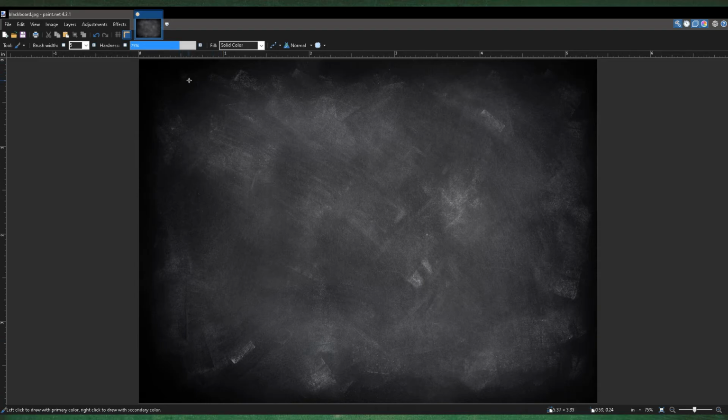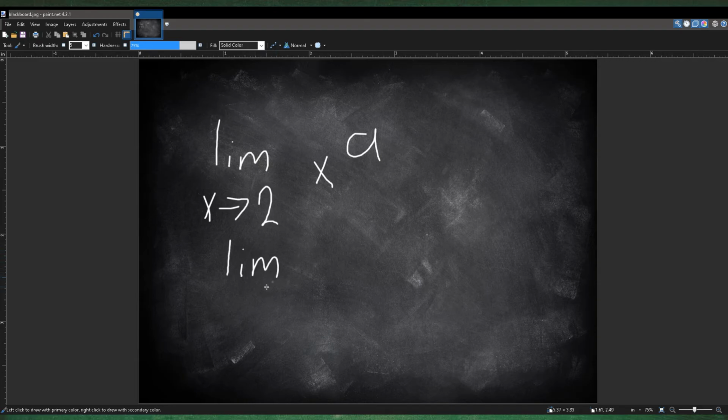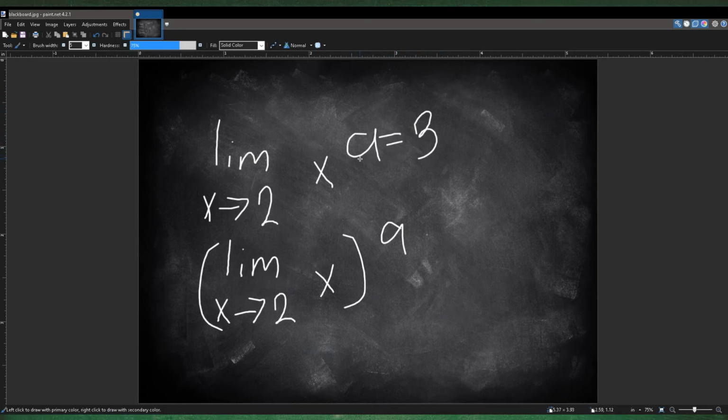So if we use this with the power rule, right, let's try a different equation. Let's say we have the limit as x approaches 2 of x to the power of a. So a is some kind of number. This would be the same idea as the limit as x approaches 2 of x raised to the power of a. So let's say a is equal to, actually, 3. Let's say 3. So we have x cubed.